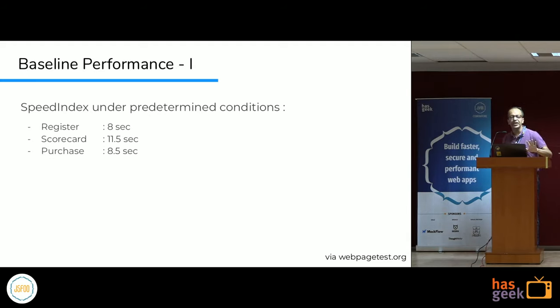So these were the three routes that we were tracking: register, view scorecard, and purchase. And under all the conditions that we just looked at in the last couple of slides, we measured the timings using WebPageTest. So from Mumbai location, fast 3G, Moto G4, all those things. And these were the timings: 8 seconds, 11 and a half, 8.5 before we started. So we knew where we were in terms of timing.